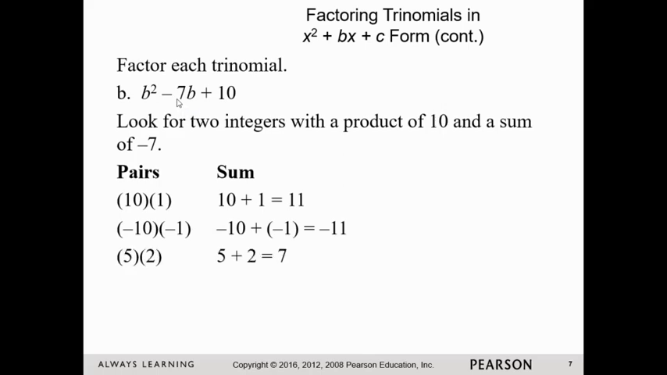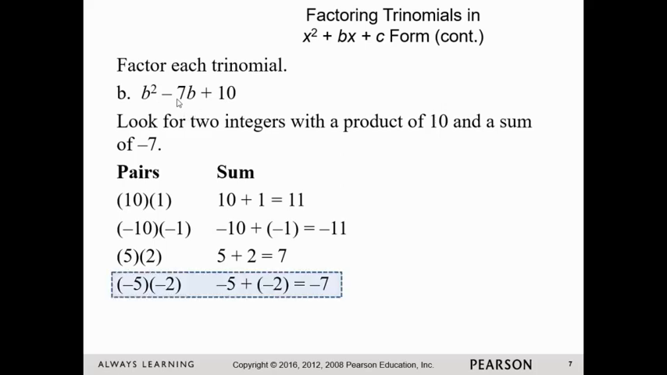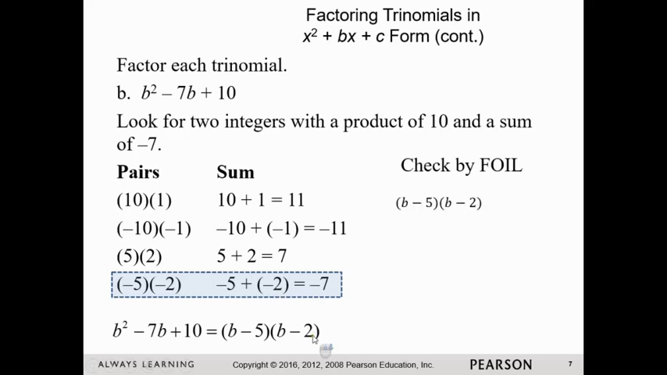5 and 2 get us to 10. They sum up to +7. We're looking for -7. And here we are, -5 and -2 get us to +10, and they sum up to -7. So we have found the pair of numbers that will help us to factor this trinomial. So here it is in factored form. Notice we have b minus 5, b minus 2, because our numbers were -5 and -2. And we should always check by FOIL.